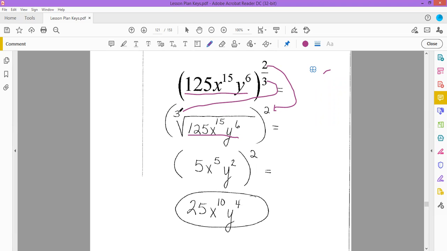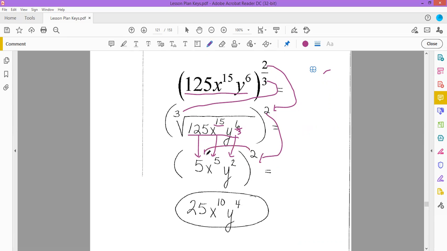So we'll take the cube root of 125, that gives us 5. The cube root of x to the 15th power, we want to know how many sets of 3. Just divide 15 by 3, and you'll get x to the 5th power. To get the cube root of y to the 6th power, again, you just divide by 3. We want to know how many sets of 3 there are. Divide by 3, we'll get y to the 2nd power. Now remember, this entire expression is being squared, so we carry down our power of 2.